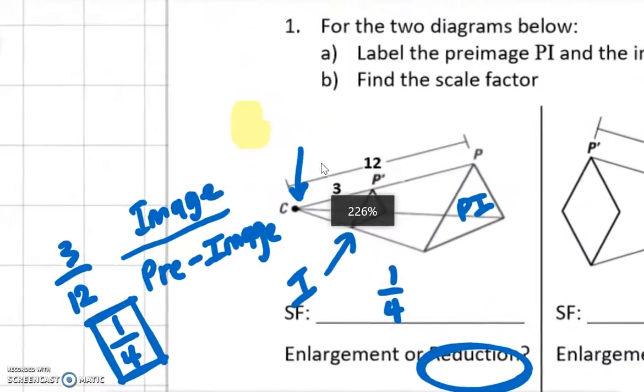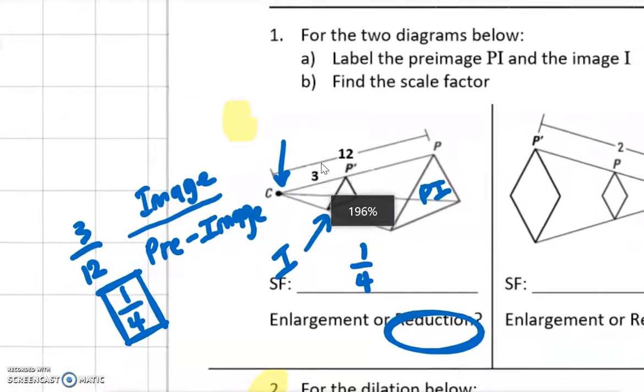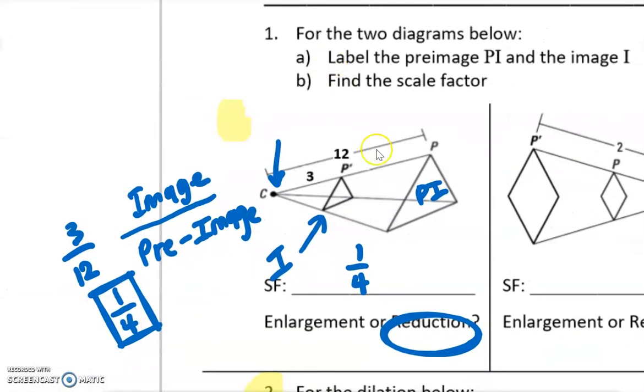For number 1 here, it says label the pre-image and the image and find the scale factor. So you can see here that I labeled this PI because this is the original figure, the pre-image, and then I labeled this one I for the image. How do I know that? Because this is the original point P, and then you can see this is P prime here. So the prime notation tells you that that is the result of what happened after transformations. We call that the image, and then this is the pre-image, what it was before, and that's how you can tell the difference between pre-image and image.